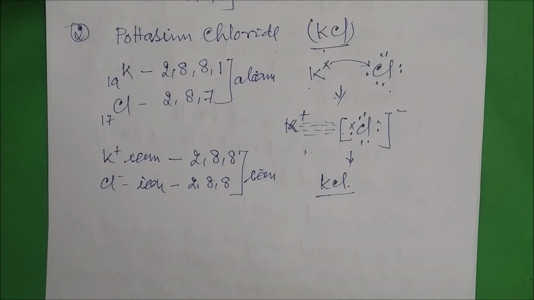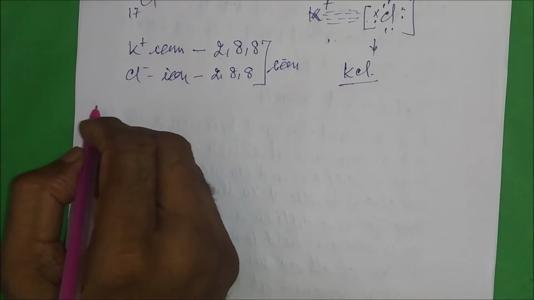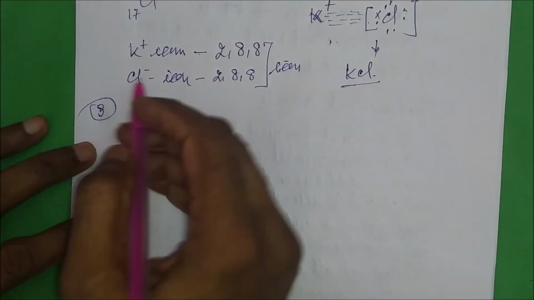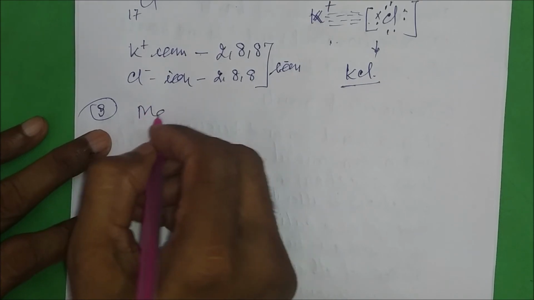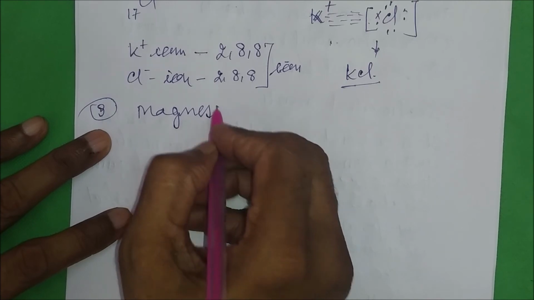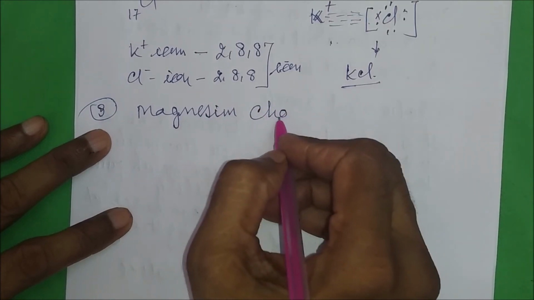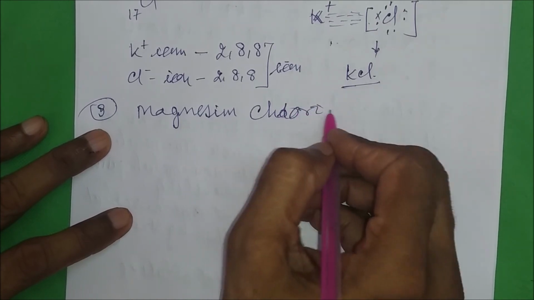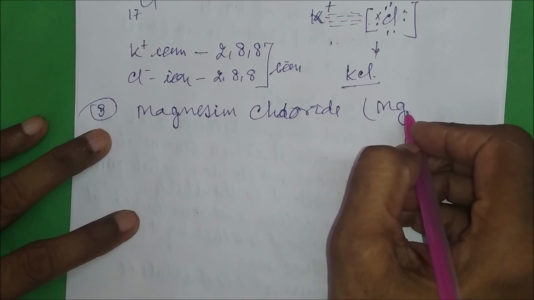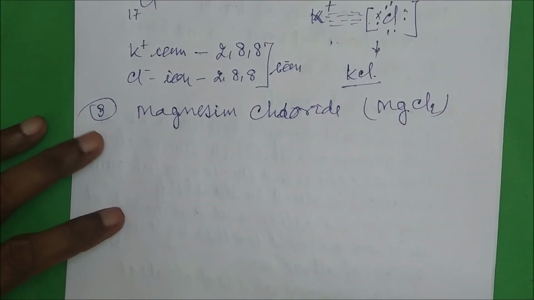Suppose I give you the next example. This all comes in examination. Try to understand. Number 3, magnesium chloride. The formula of magnesium chloride, which you know, is MgCl2. You understand why this becomes like that.